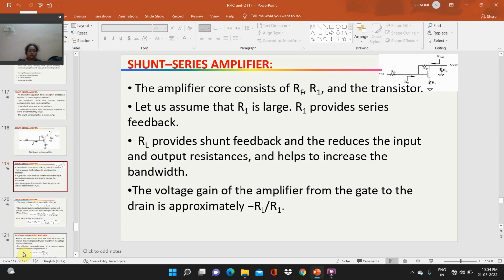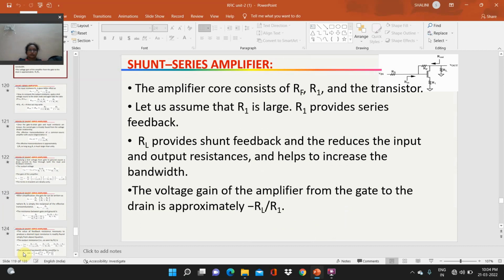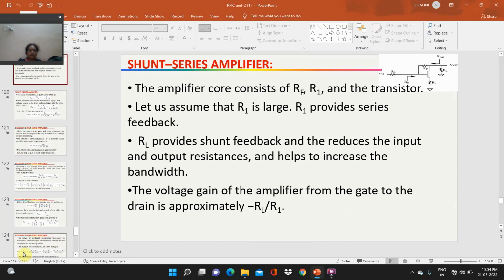The amplifier core consists of RF, R1 and the transistor. Let us assume that R1 is large. R1 provides series feedback, RL provides shunt feedback, and that reduces the input and output resistance and helps to increase the bandwidth. The voltage gain of the amplifier from the gate to the drain is approximately minus RL by R1.